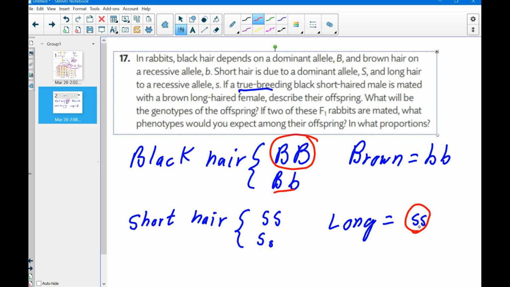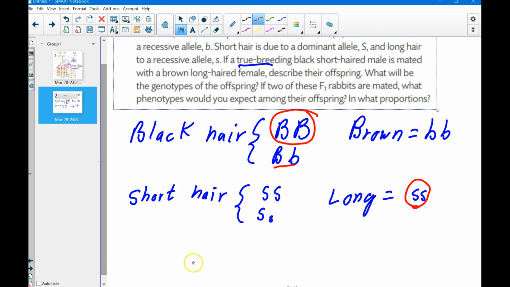So the genotype for the male would have to look like this. Male would look like big B, small s, right? It has no choice, because the only way you can have long hair is to have two small s's.